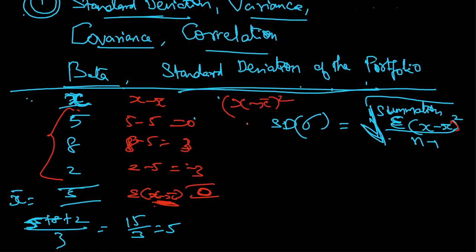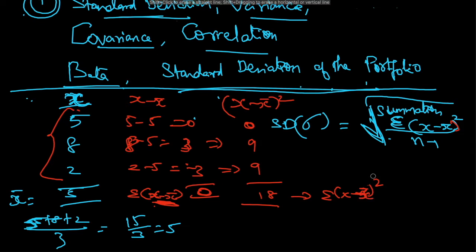So 0 square will be 0. When I square 3, 3 square is 9. When I square minus 3, it also gives me 9. So 9 plus 9 gives me 18. So this is the summation of x minus x bar the whole square, and it is giving me 18 here. Now I'm standardizing this. That's why I'm dividing by n.